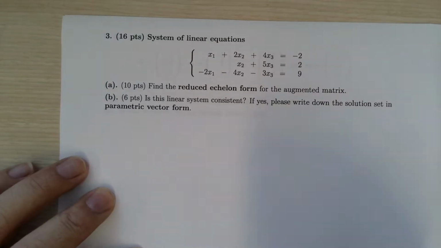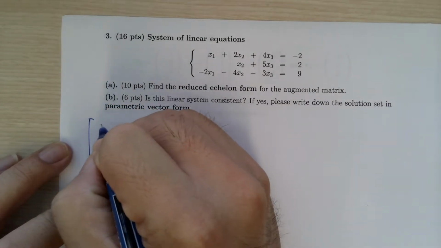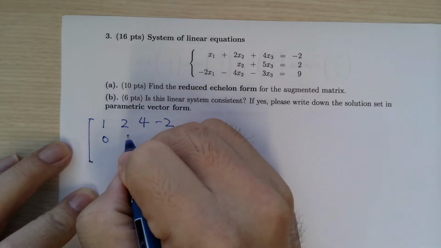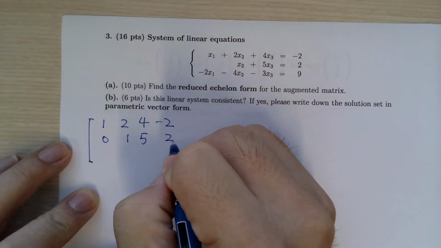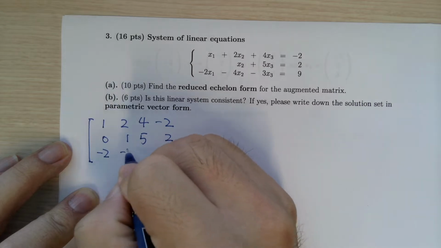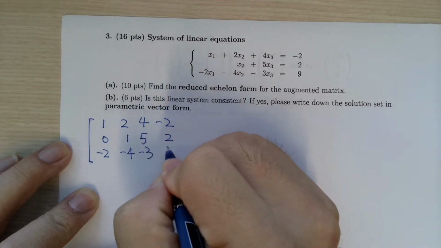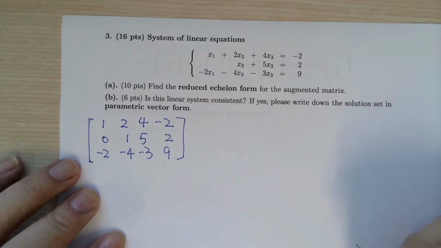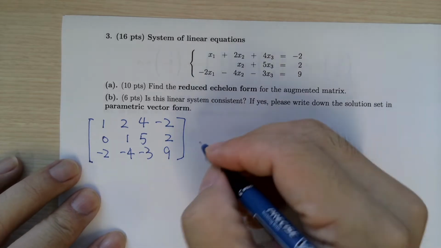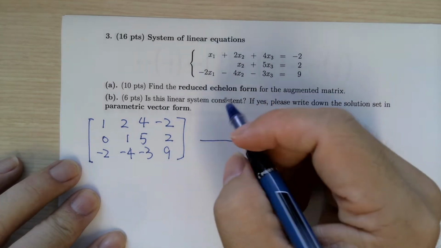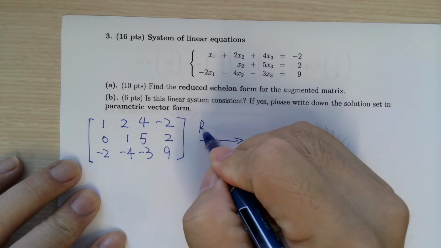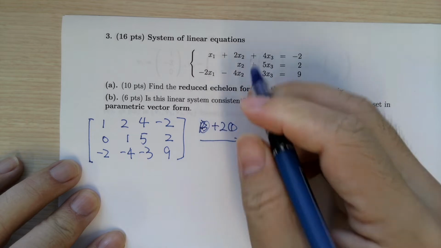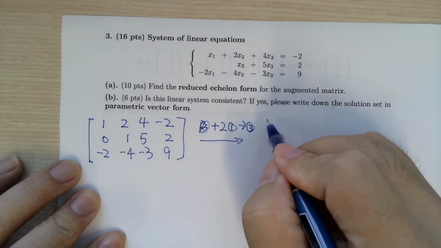Okay, so it's 1, 2, 4, negative 2, 0, 1, 5, 2, negative 2, negative 4, negative 3, 9, right? So this is the augmented matrix. And what we can do here is use row 3 plus 2 times row 1, and let it be the new row 3.